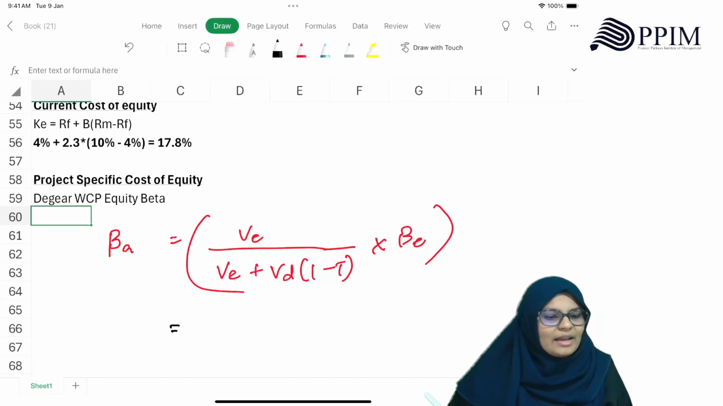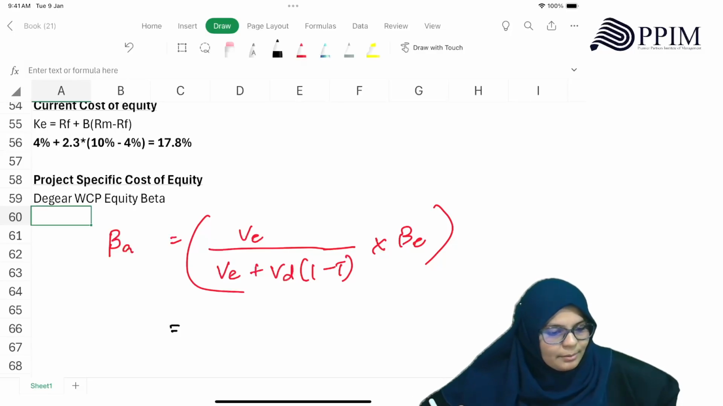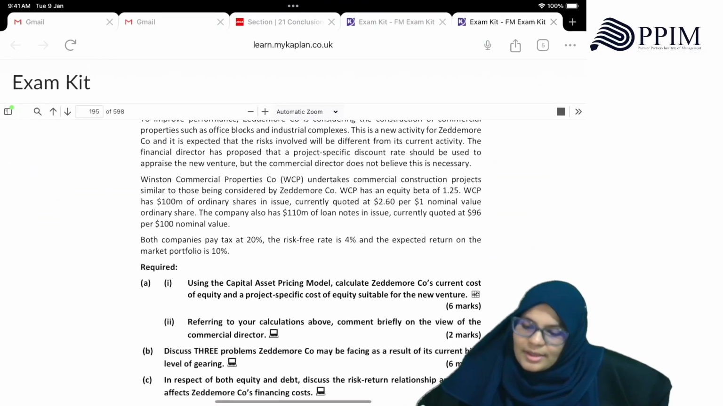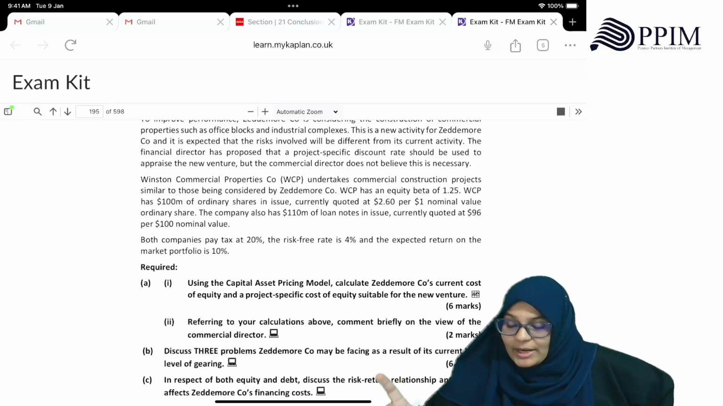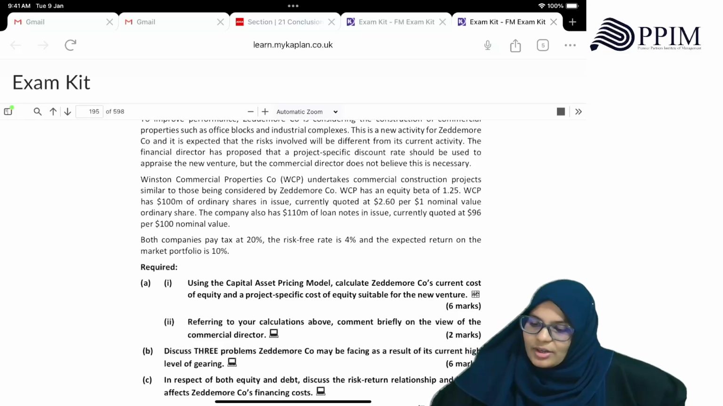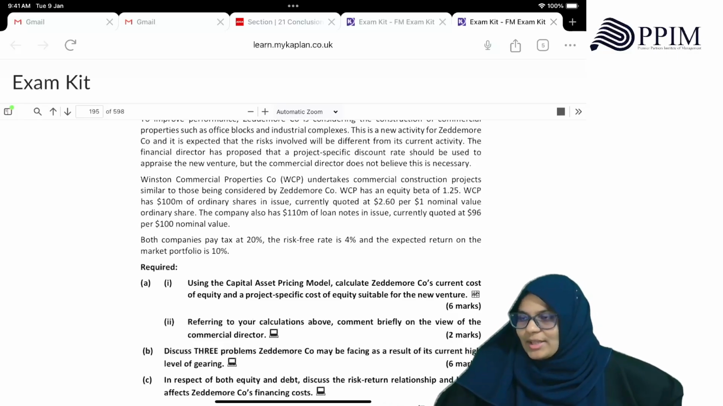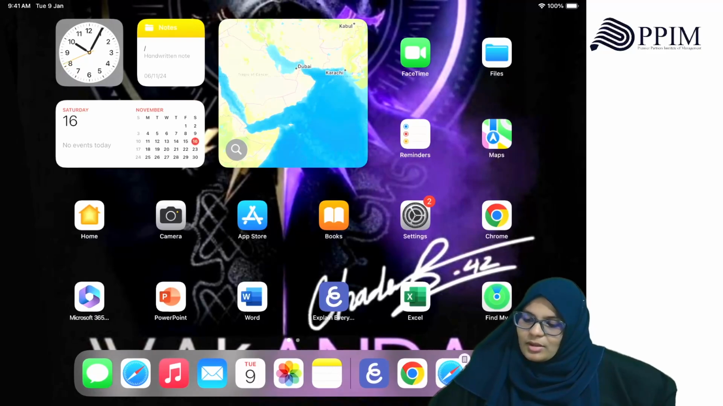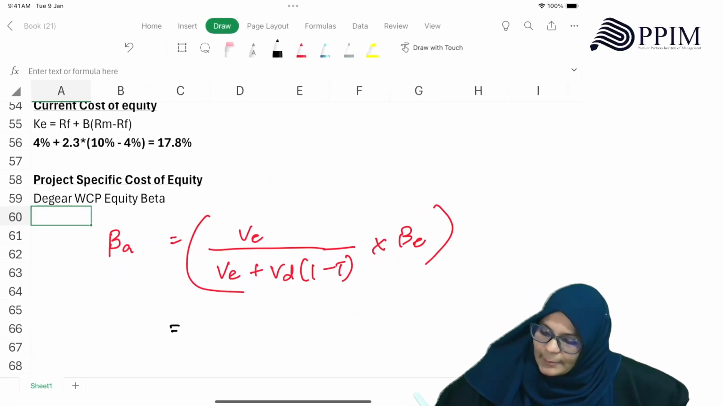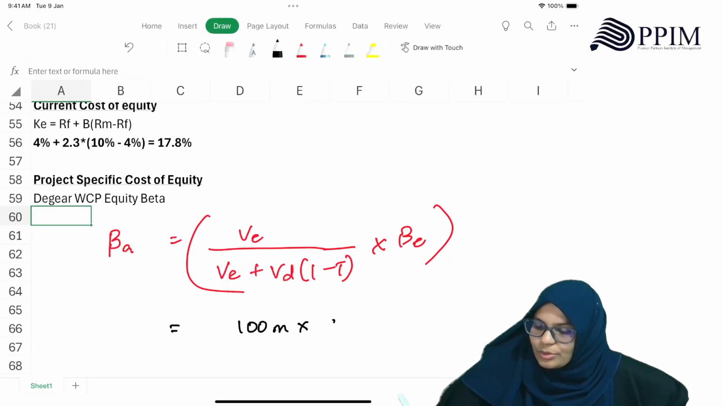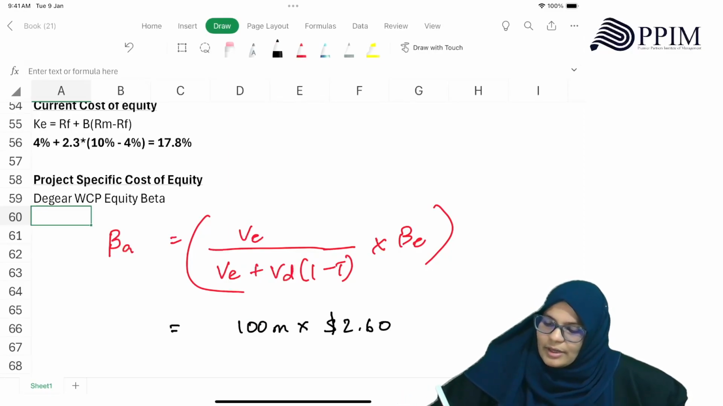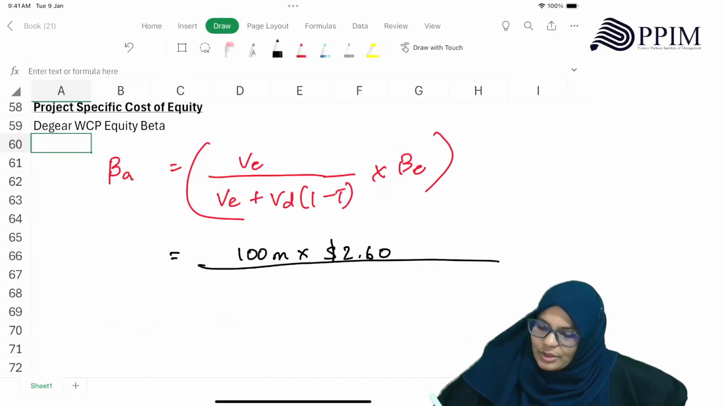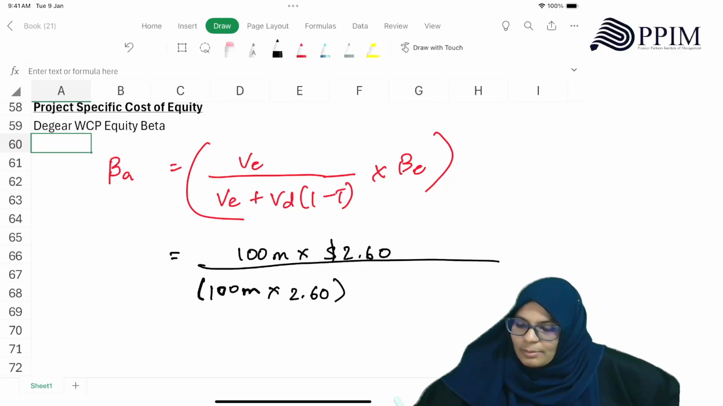Right, so if you look at the value of equity for WCP company, let's have a look. They're saying we have an equity beta of 1.25. We have 100 million ordinary shares quoted at 2.6 per $1 nominal value. So that means we have 100 million ordinary shares, each share is worth 2.6. So that is only the value of equity, right? So 100 million into 2.6 is the value of equity. So divide that by, again, value of equity, 100 million into 2.6, plus the value of debt.